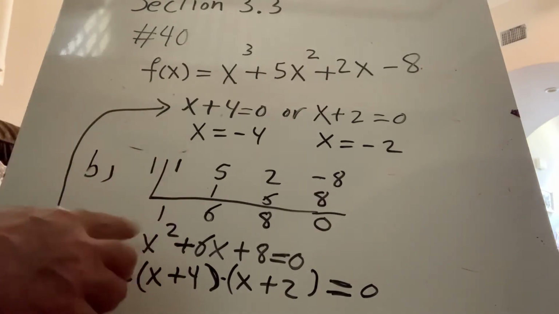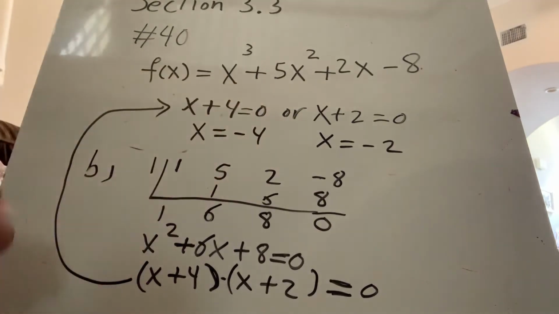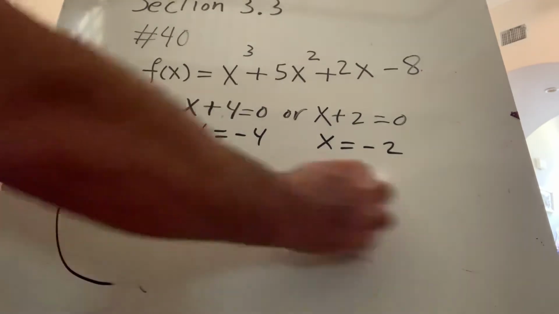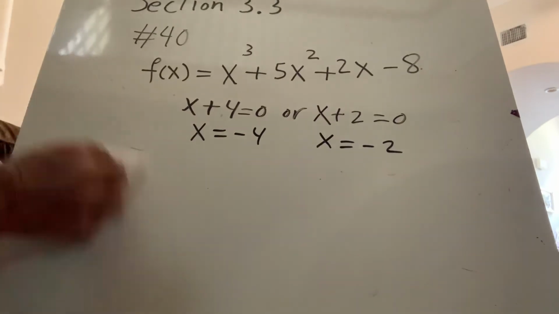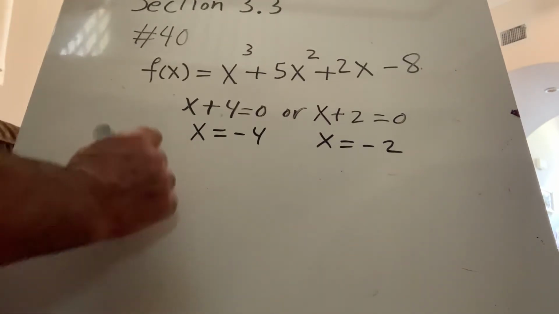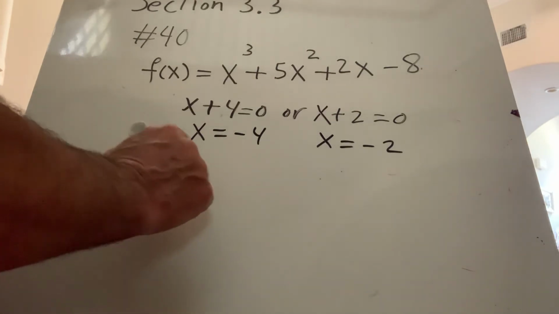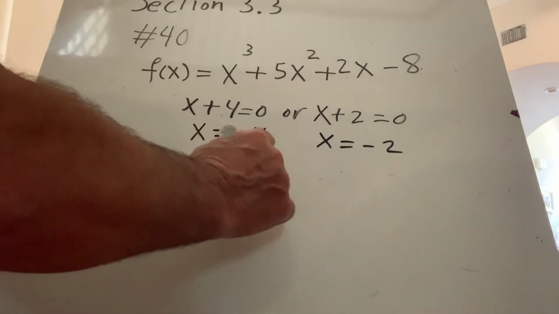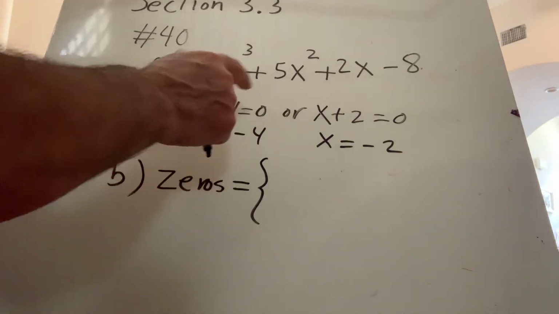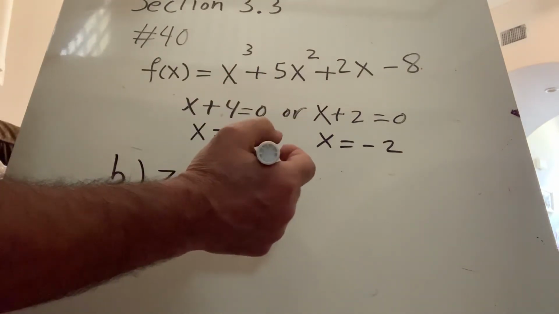So let me just remember what the zeros are: 1, negative 4, and negative 2. So I'm just going to write it here. So for part B, the answer, and by the way, every time we ask for zeros, it's always good to finalize the answer by writing the word zeros, then equal, open braces, which means a set, and then we're going to put all the 3 zeros we found inside the 2 braces.